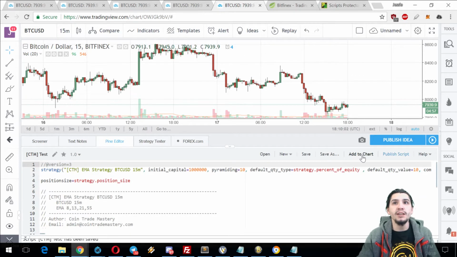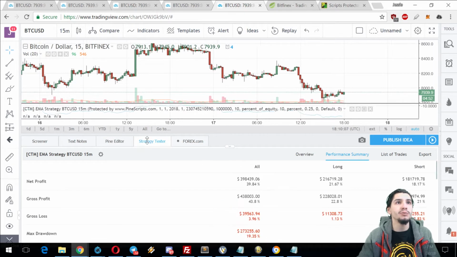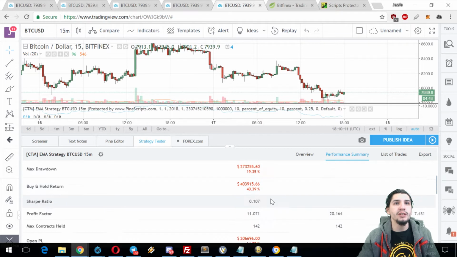Then you can click here where it says add to chart. Now it will compile the script and add it onto your chart. It opens up a few different things. Down here we have a strategy tester.